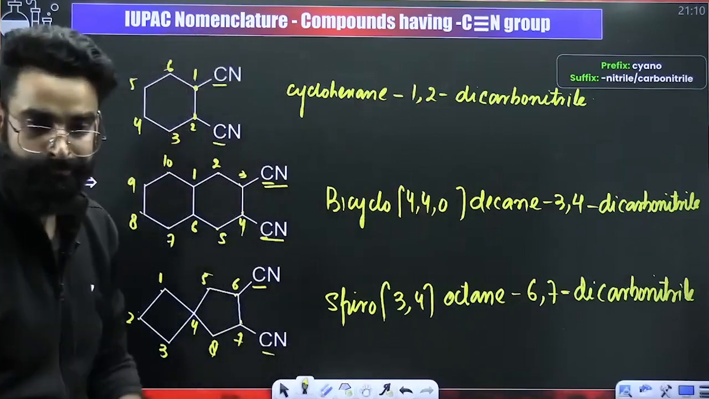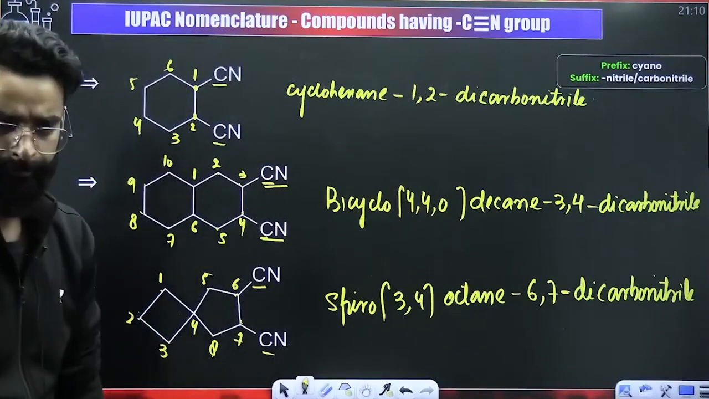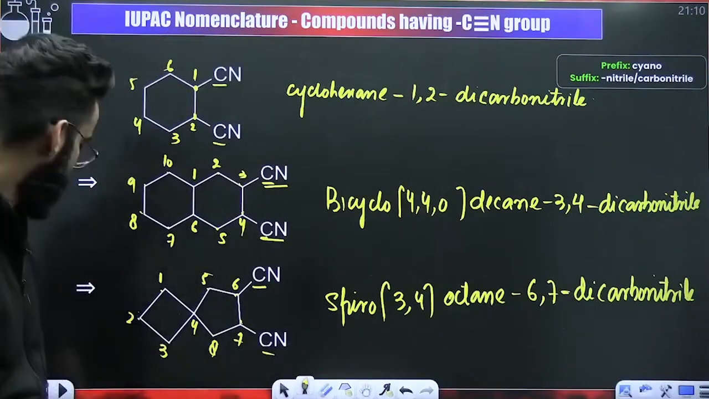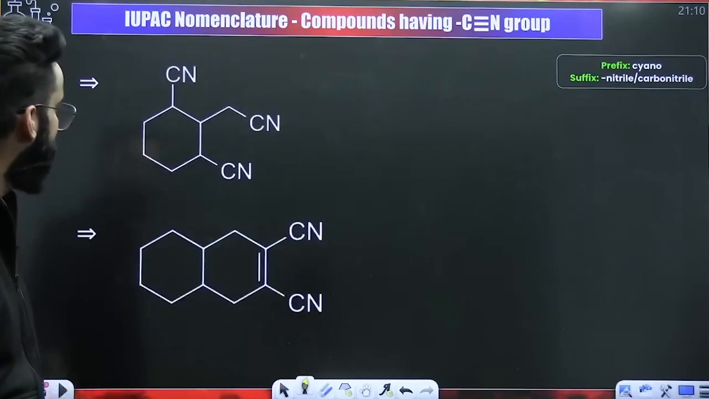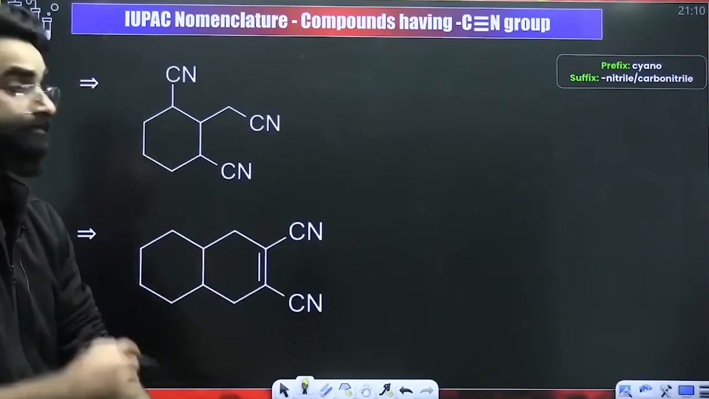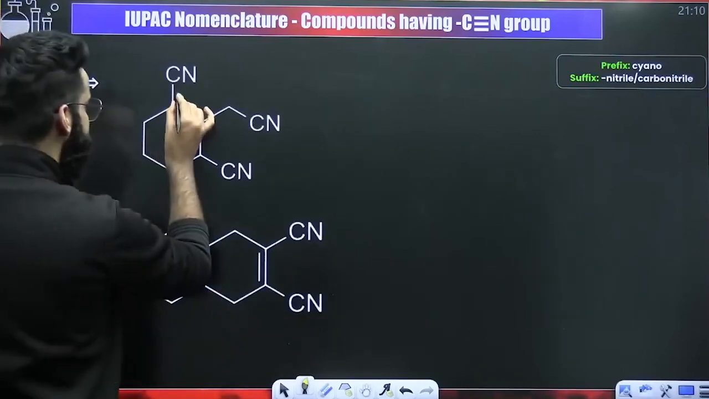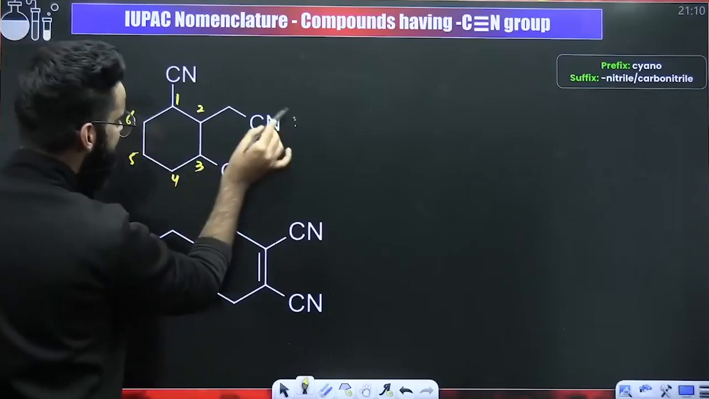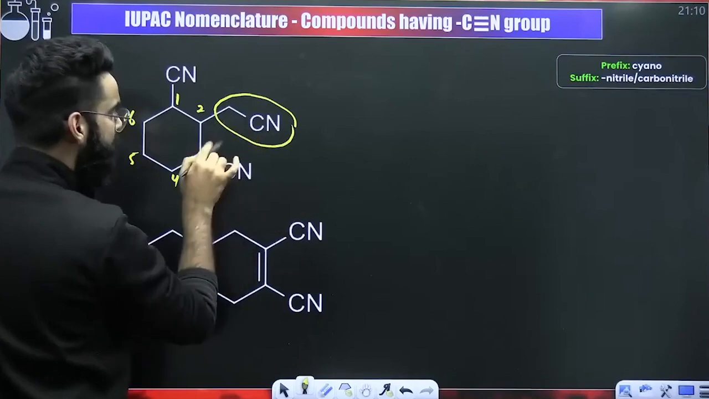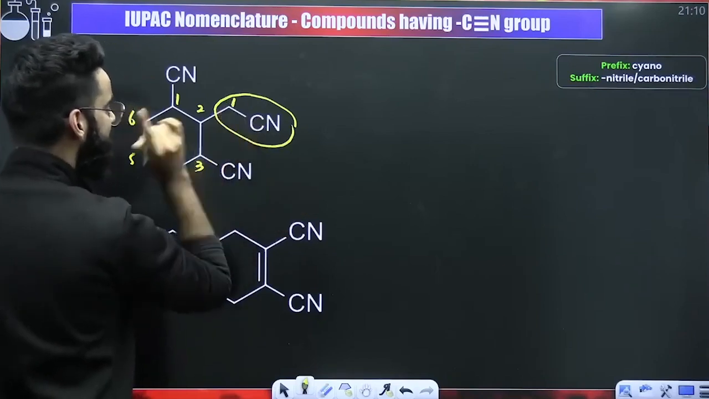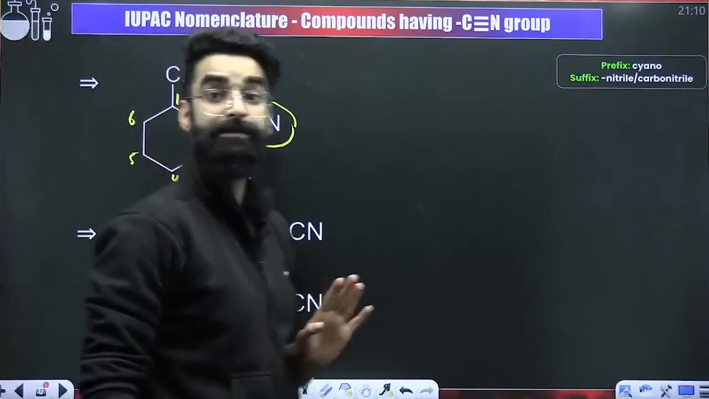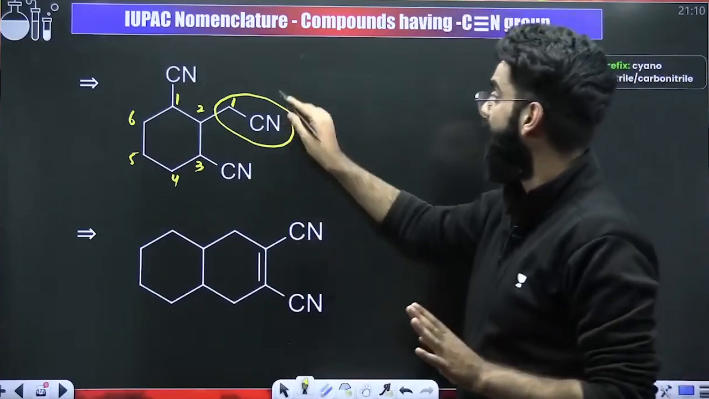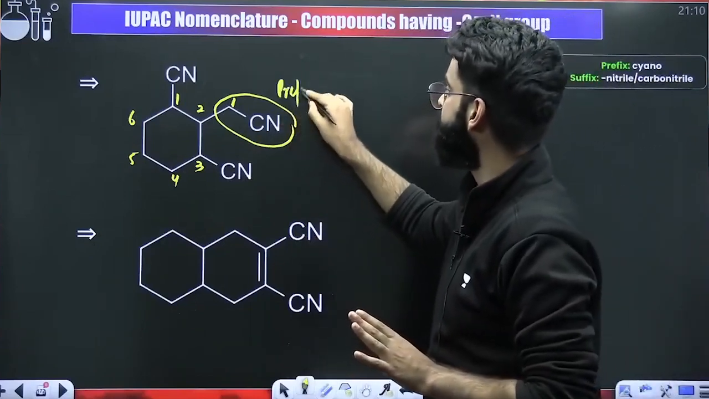I believe it's clear. Few more. Calling this 1, this is 2, this is 3, this is 4, this is 5, this is 6. Now guys, here you have got a complex substituent. In the complex substituent, you'll again start the numbering. Let's call this 1. So I'll be using this one as the prefix.